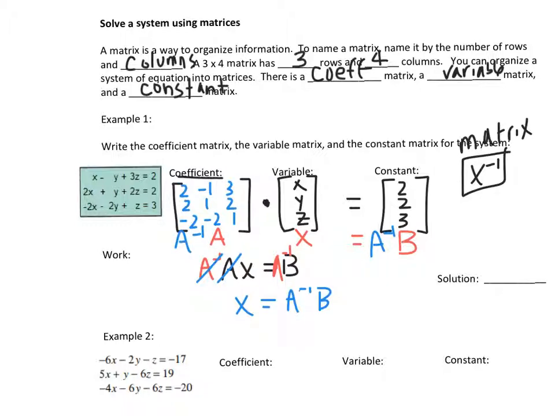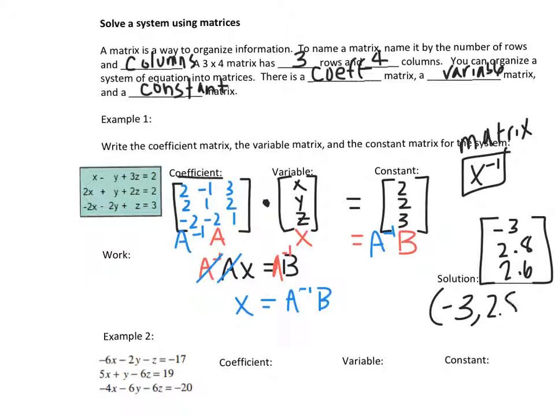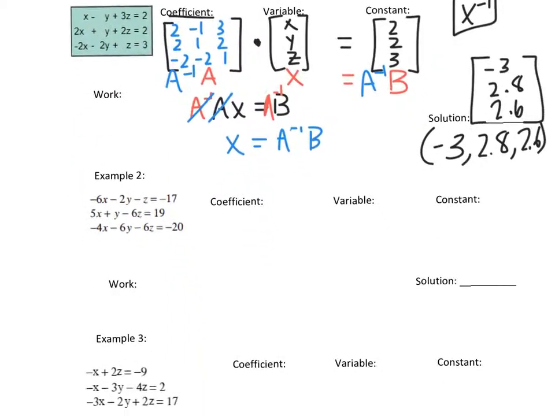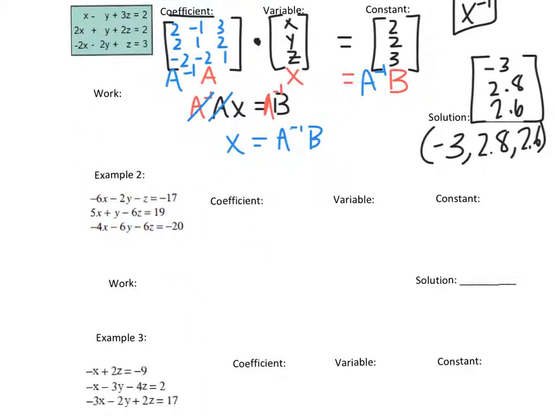So I'll write down the solution. When I multiplied these, I got the solution matrix, which is -3, 2.8, and 2.6. So you want to write this as an ordered triple, because there's 3 answers: -3, 2.8, 2.6. And then example 2, I'm going to do the work on it. So the work is write the coefficient matrix.